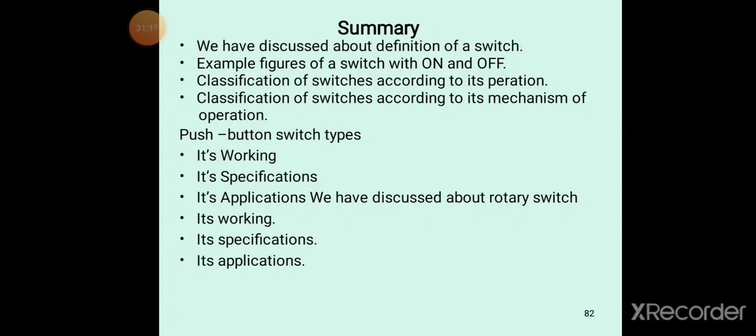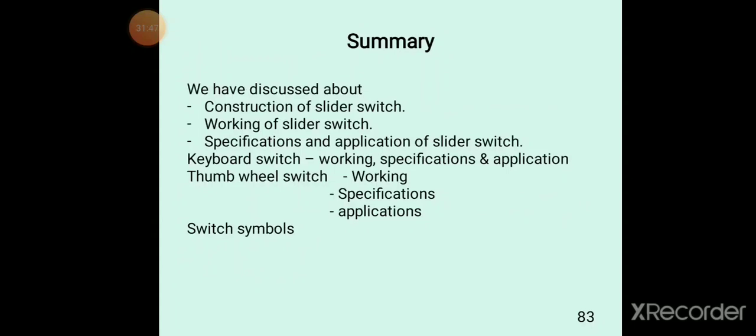In the first switch, we discussed the push button switch. In the push button, two types are there: push to on and push to off. Whenever we push, if the switch turns on, that is called push to on. Whenever we push and it turns off, that is called push to off. We saw the diagram and features of the push button switch types. Another one we discussed is the construction of the slider switch.